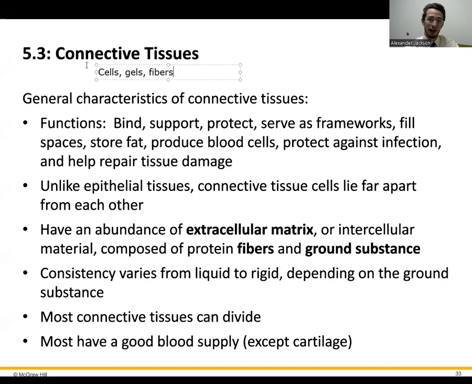So when you look at connective tissue, you will see the cells. You will often see them floating around in this sort of matrix gel-like structure, and then there will be a bunch of fibers around it. The way we actually describe connective tissue is based on, do they have all three of these things, cells, gels, and fibers, otherwise known as ground substance, fibers, extracellular matrix, and cells. So cells, gels, fibers. Now let's move on.